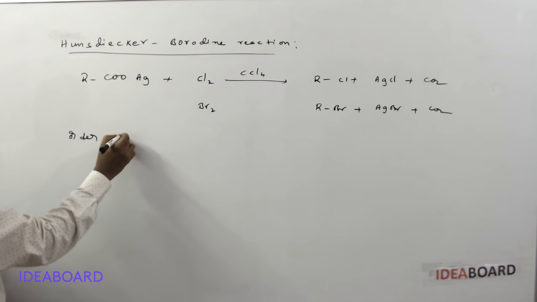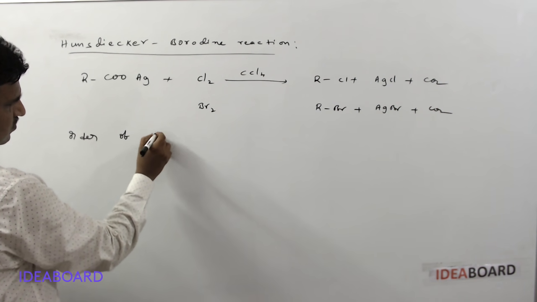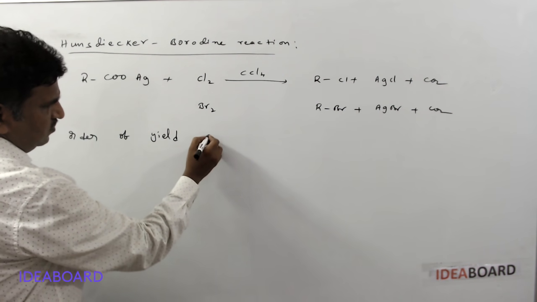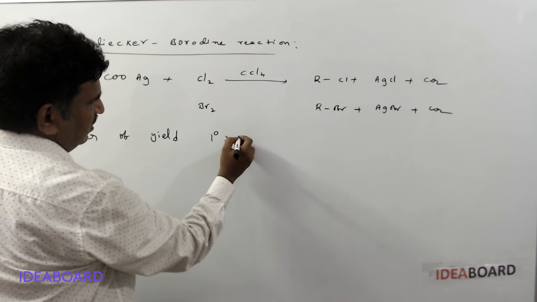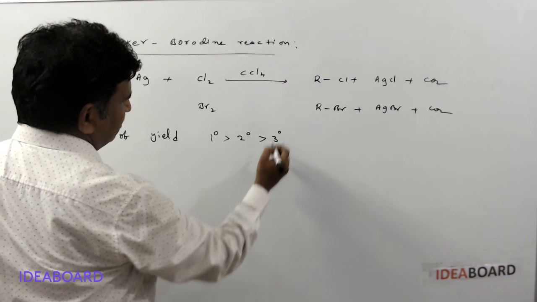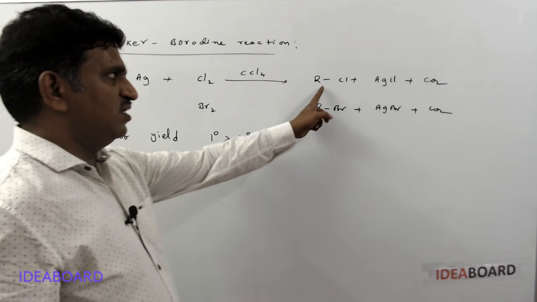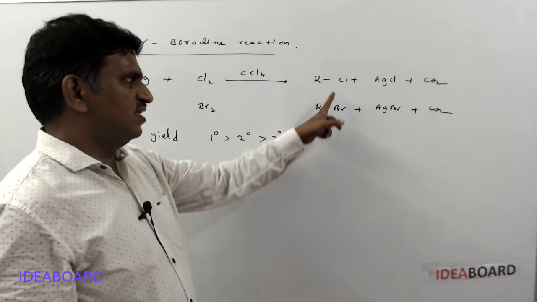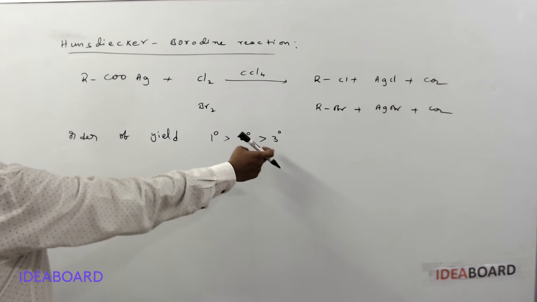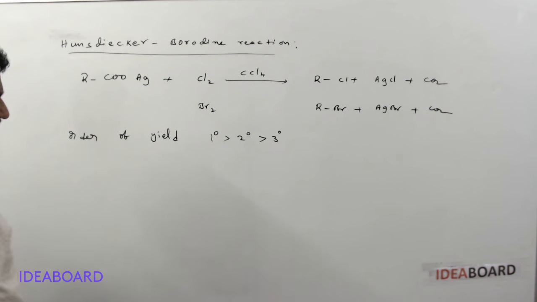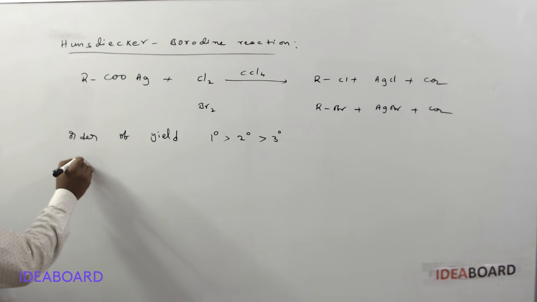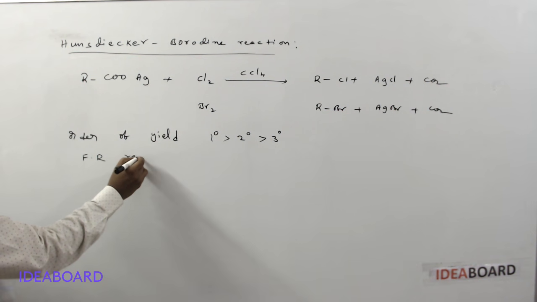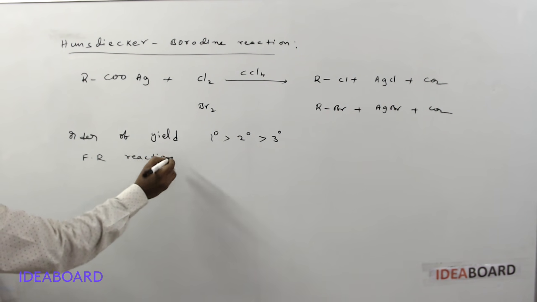So here the order of yield, if you are taking alkyl halide, is primary more than secondary more than tertiary. So a primary alkyl halide is formed more easily and with better yield than secondary and tertiary. Why? Because tertiary alkyl halides undergo elimination reactions mainly, and this is actually a free radical reaction. It occurs through a free radical mechanism.